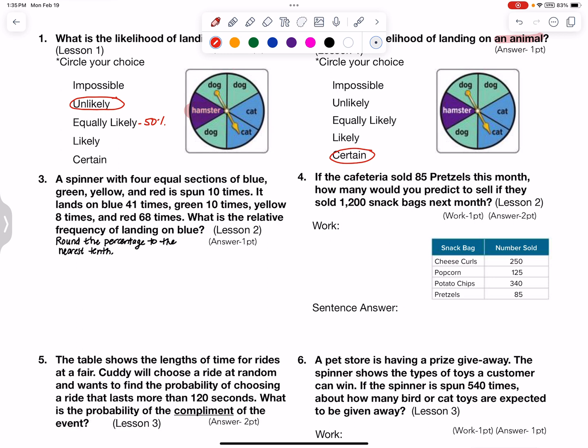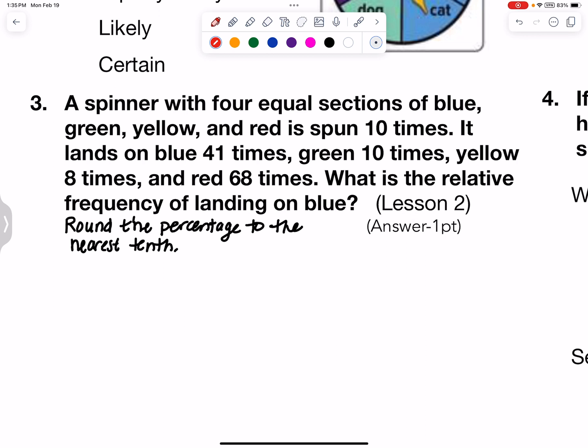Okay. All right. Number 3 and 4, we're looking at relative frequencies and using those relative frequencies to make predictions if necessary. So number 3 says a spinner with 4 equal sized sections of blue, green, yellow, and red is spun 10 times. So just letting you know you have a 4-section spinner. And here's what happens when we carry out the experiment. We land on blue 41 times, green 10 times, yellow 8 times, and red 68 times. And then it says, what is the relative frequency of landing on a blue? It also says round to the nearest tenth, so be aware of that as well.